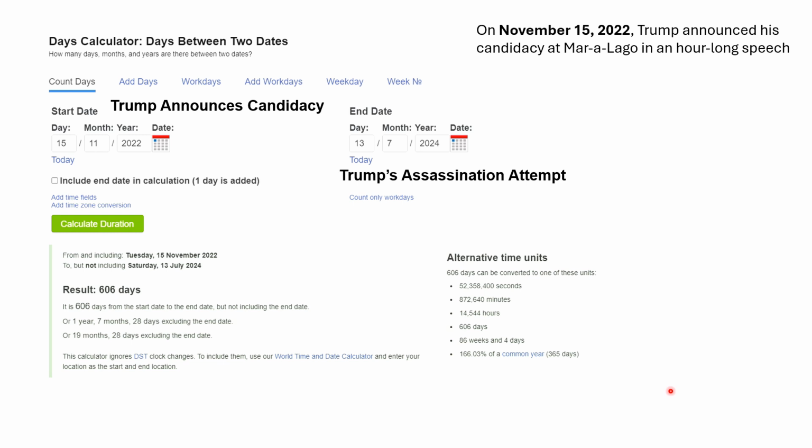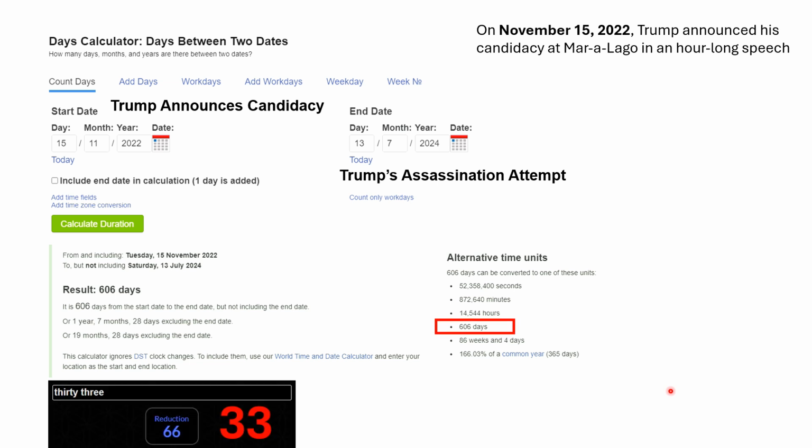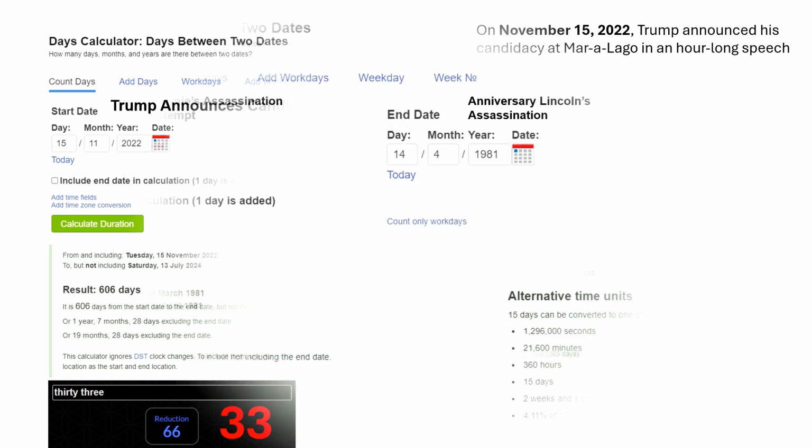Now if we look at when Trump announced his candidacy, I can never say that, candidacy, and when Trump was allegedly, there was an assassination attempt, and we look at when that period of time, we actually get 606 days. So there's a 66 there again for 33 for Masonry.